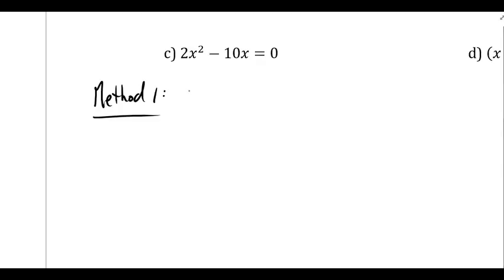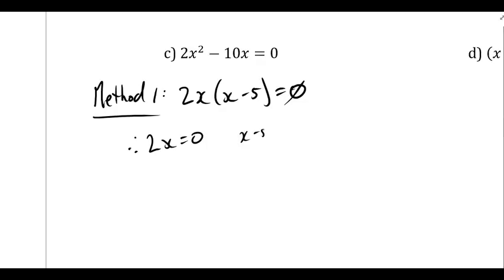Okay, so this is the common factor type from yesterday. So let's just common factor it. Method one will just be common factor. x minus 5 equals 0. Therefore, 2x equals 0 and x minus 5 equals 0. Divide both sides by 2, x is 0 or x is 5.